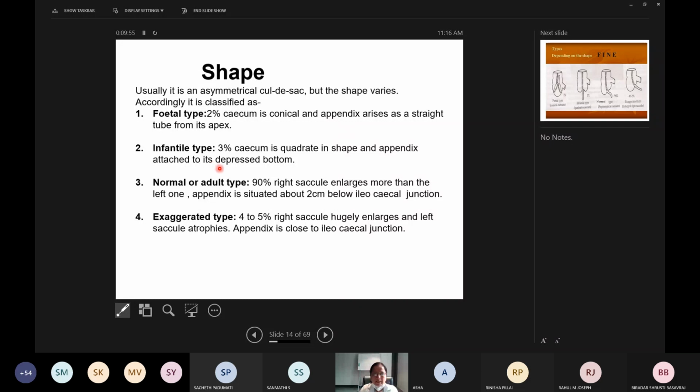Then the infantile type, seen in around 3% of individuals, where the cecum is quadrate in shape and the appendix arises from its depressed bottom. And the normal or adult type, seen in 90% of individuals, where the right saccule enlarges and the appendix is situated about 2 centimeters below the ileocecal junction. The next is the exaggerated type, more like the normal, but the right saccule hugely enlarges and hence the left saccule atrophies. So the appendix is very close to the ileocecal junction.